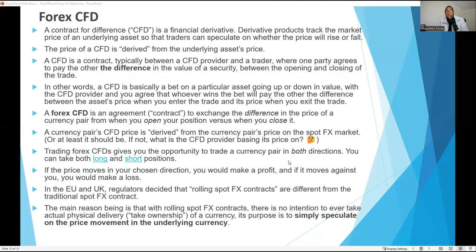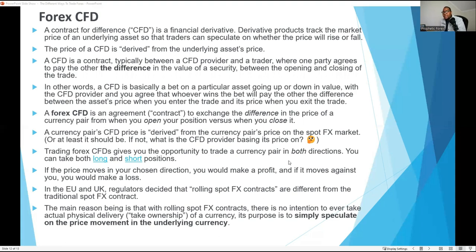So when we're talking about Forex trading CFDs, it actually gives you the opportunity to trade both currencies in both directions. You can take a long, you can take a short. And of course, if the price moves within your chosen direction, you can actually make a profit. If it moves against you, you make a loss.